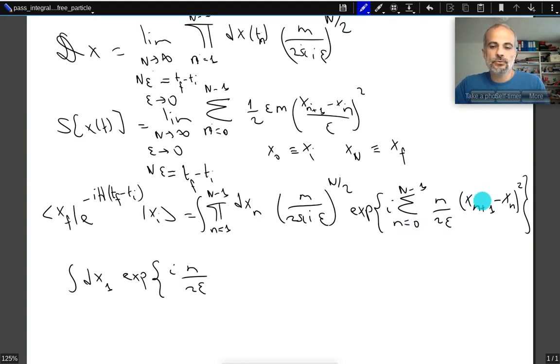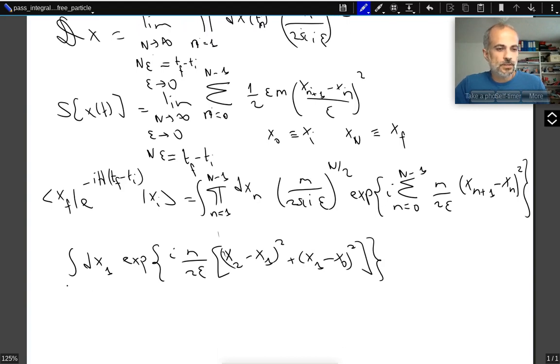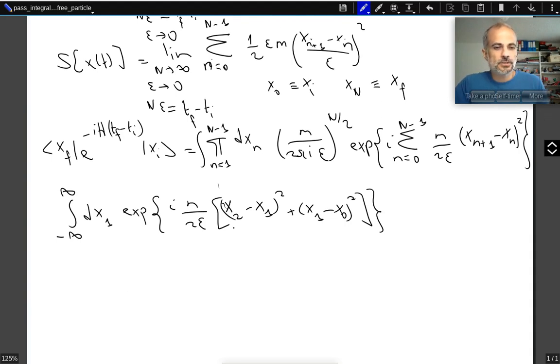When n is equal to 0, here we have x1. And when n is equal to 1, here we have x1. So there are two terms that contain x1 in the sum. And let me write them out: x2 minus x1 squared plus x1 minus x0 squared. And x1 goes from minus infinity to plus infinity. Now we will just evaluate this using Gaussian integrals.